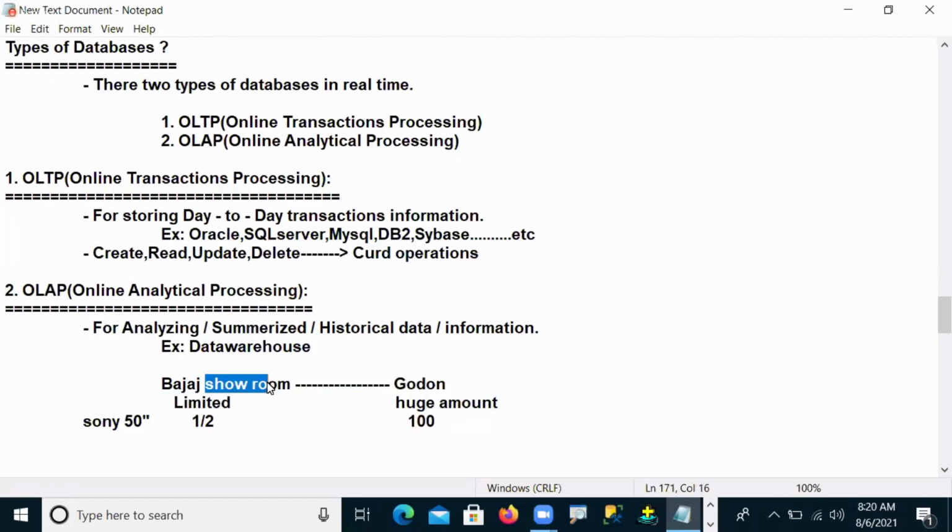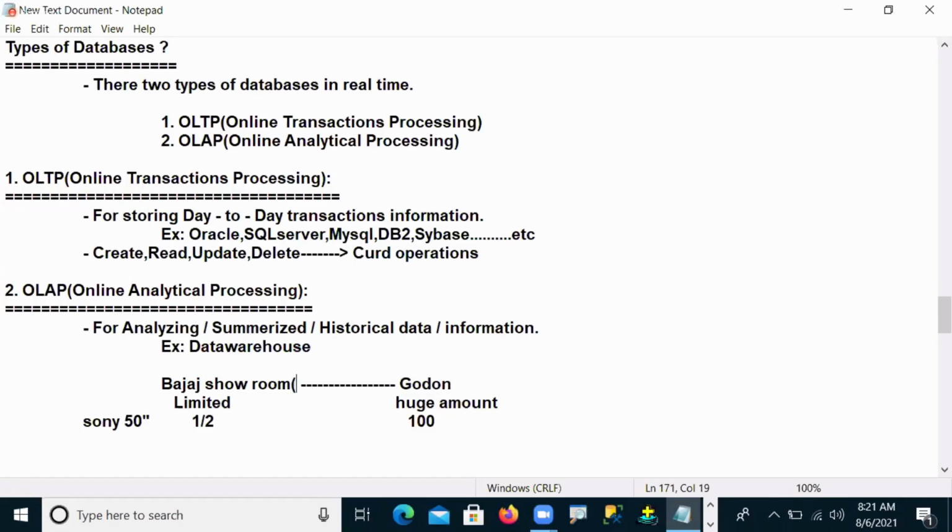Because your showroom is a limited area, but the godown has a huge amount of space, so we store hundreds of products there. There are only one or two Sony 50 inch products in the Bajaj showroom, but if you want more, you can go to the godown, where there are hundreds of Sony televisions. So here, limited storage versus huge storage.